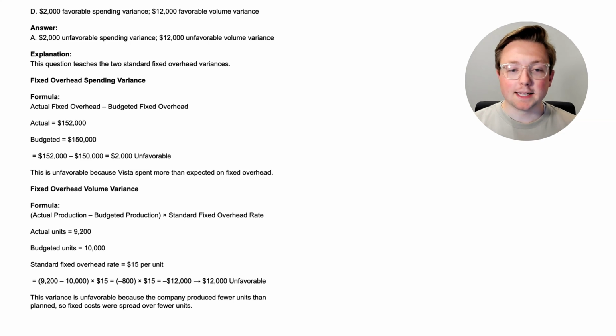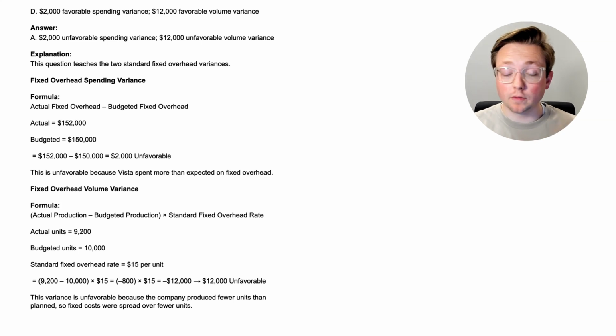All right, here we are. The answer is A, $2,000 unfavorable spending variance and a $12,000 unfavorable volume variance. So let's go through this. First, let's talk about the fixed overhead spending variance. To calculate this, we just compare the actual fixed overhead to the budgeted fixed overhead. So fairly simple. The actual was $152,000, and that was told to us. The budgeted was $150,000. So they spent $2,000 more than they were expecting. So that is an unfavorable variance. They spent more than they were expecting.